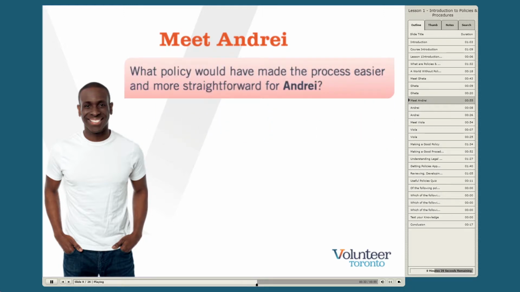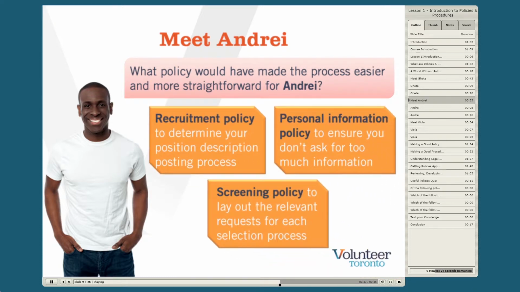What policy would have made the process easier and more straightforward for Andrei? Option A. Recruitment policy to determine your position description posting process. Option B. Personal information policy to ensure you don't ask for too much information. Option C. Screening policy to lay out the relevant requests for each selection process.